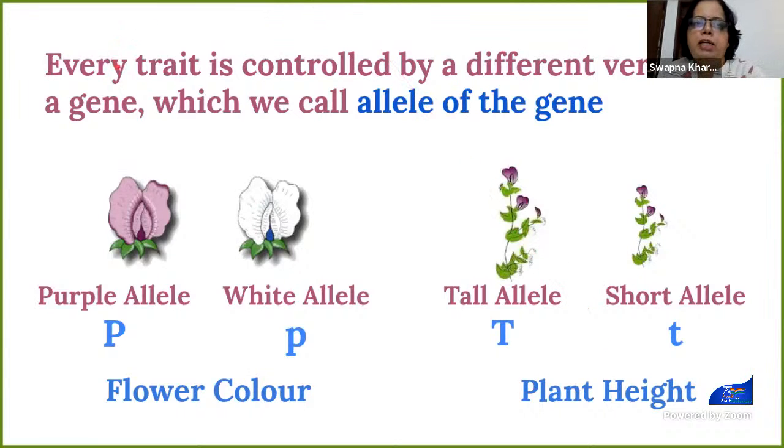So every trait that we see in any organism is controlled by different versions, which we call alleles. There will be an allele for purple color, which we will call capital P. There will be an allele responsible for the white colored flower, which we'll call small p. And the same for tall and short. For the tall plant, the allele will be denoted by capital T, and the short allele will be denoted by small t. So plant height is controlled by a gene pair, tall allele or short allele, and flower color is controlled by a pair of alleles, capital P allele for purple color and small p allele for white.